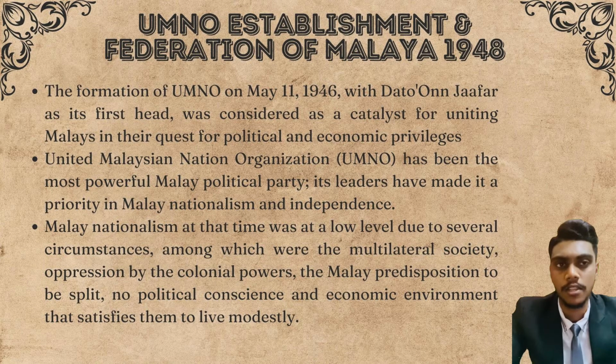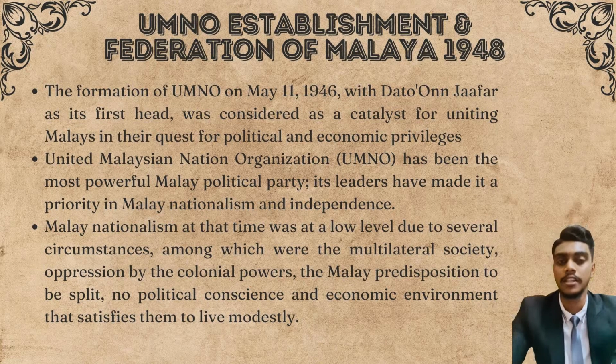UMNO establishment. The formation of UMNO on May 11, 1946, with Dato' as its head, was considered a catalyst for uniting Malays in their quest for political and economic privileges. UMNO has been the most powerful Malay political party. Its leaders have made it a priority in Malay nationalism and independence. Malay nationalism at the time was at a low level due to several circumstances, among which were the multilateral society, oppression by the colonial powers, the Malay predisposition to be split, no political conscience, and an economic environment that satisfied them to live modestly.